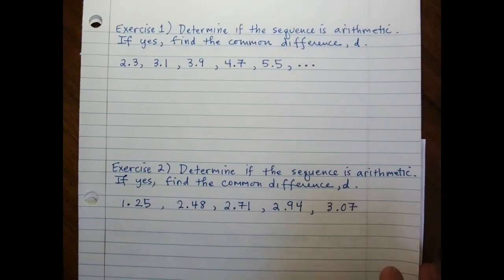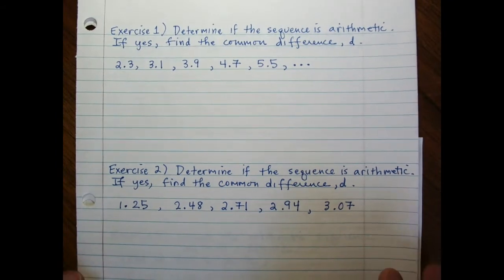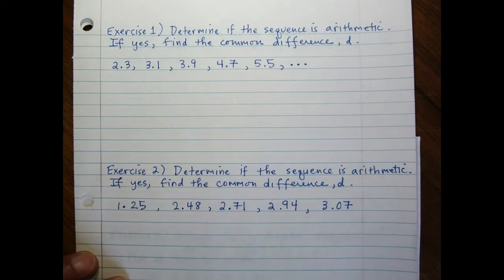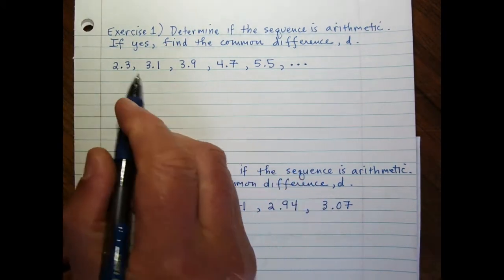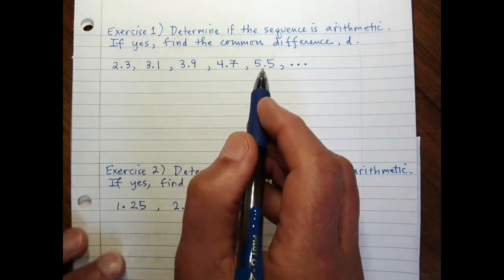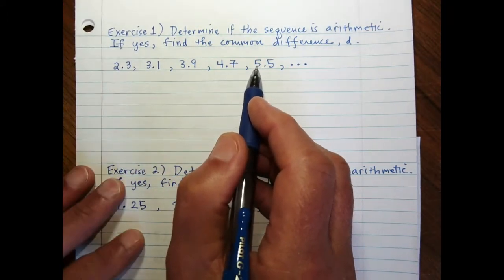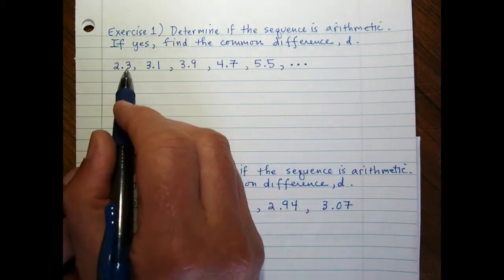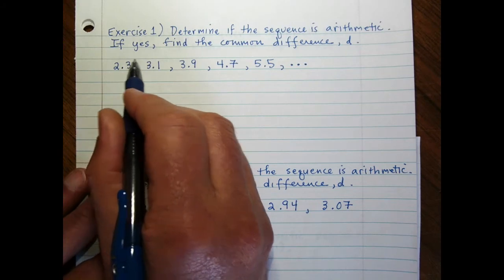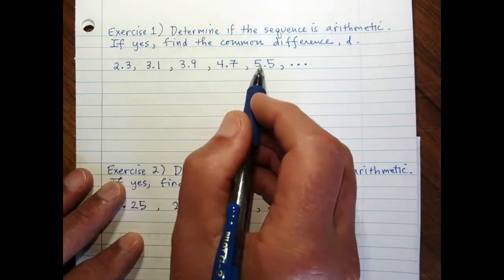Our first exercise here is: determine if the sequence is arithmetic, and if it is, find the common difference. We're given the sequence 2.3, 3.1, 3.9, 4.7, 5.5, and all we have to determine is whether there is a single number that we can use to get from one term to the next over and over again.